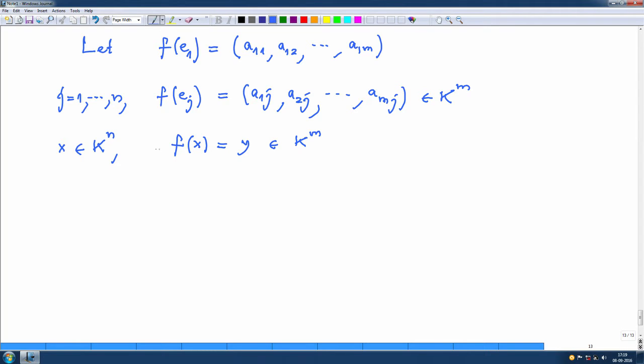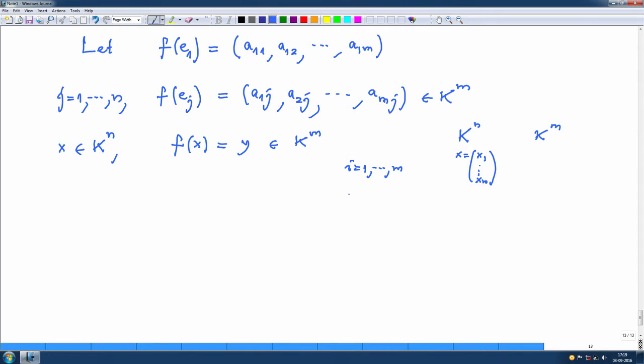This one will be what I want to compare, the elements of k power n and k power m. Instead of writing row vectors, I am writing them as column vectors. So, f of x has as a column, what are the entries we know? I have to take this x, which is x1 to xn, and then I take x1 and then e1 and so on. So, when I compare the components for each i from 1 to m.